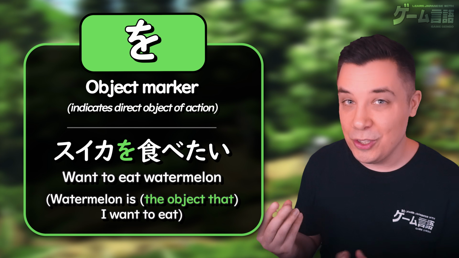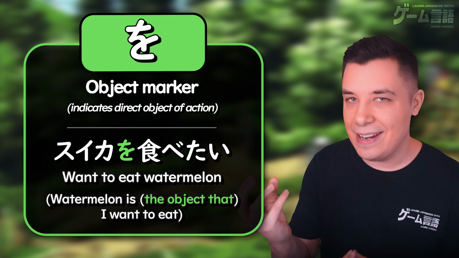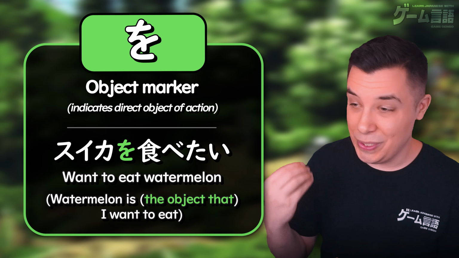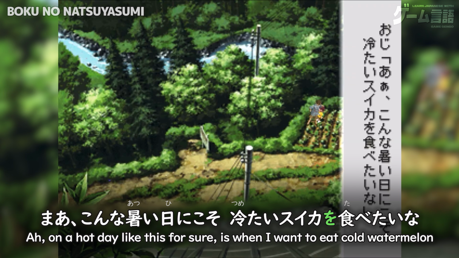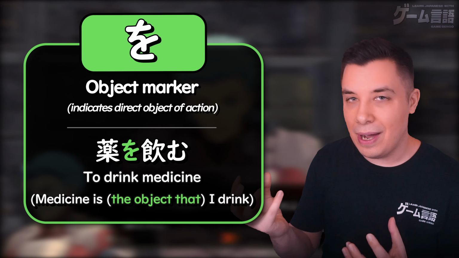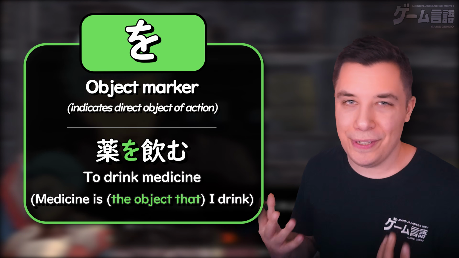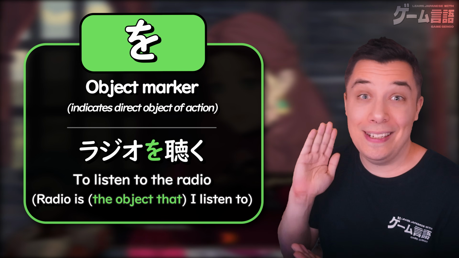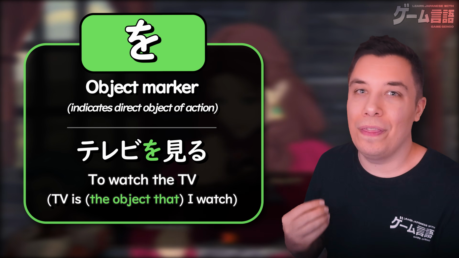So let's say there's something you want to eat. You can mark that noun with the o particle. I want to eat watermelon. Suika o tabetai. And so generally that's how you see the o particle being used, to mark the object of the sentence. And so that's pretty clear. The medicine is what they are drinking. The radio is what they listen to. The TV is what they watch.